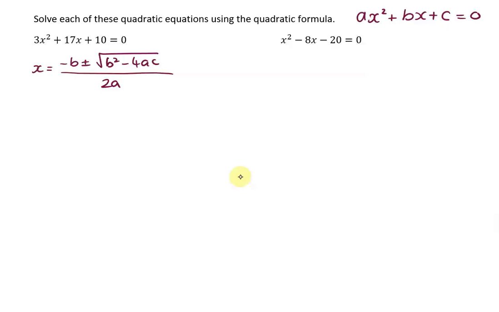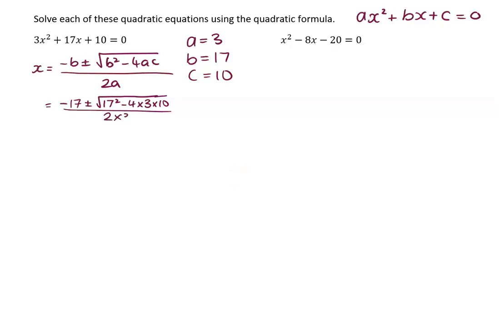You can see the variables in the formula are a, b, and c, which we know are the numbers in our quadratic equation. So a for us in this case is 3, b for us is 17, and c is 10. As long as your quadratic equation is in the standard form, with the x squared term first, then the x term, and then the constant term equals 0, your numbers will just be in order: first, second, third, a, b, c. Now that we know those, we can pop them into our formula. So we've got negative 17 plus or minus the square root of 17 squared minus 4 times our a, which is 3, times c, which is 10, all over the top of 2 times a, or 2 times 3.